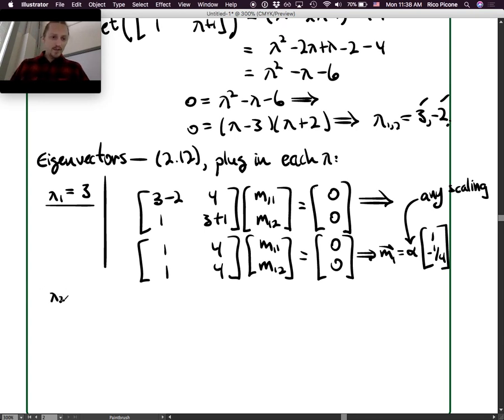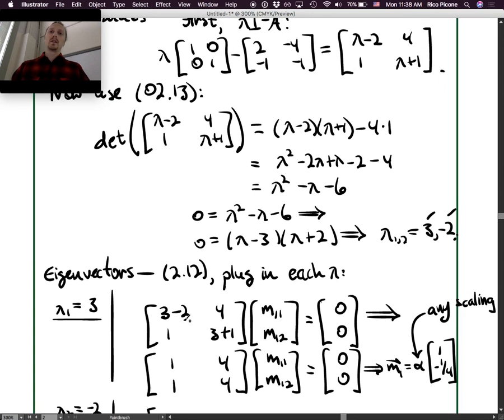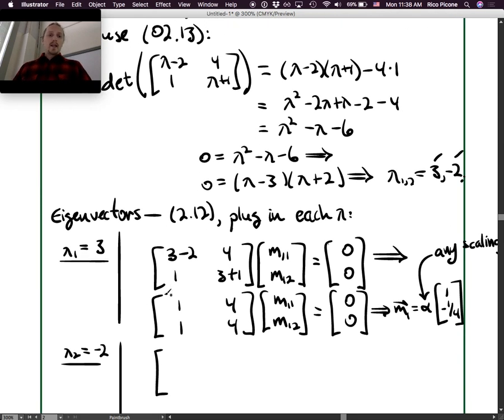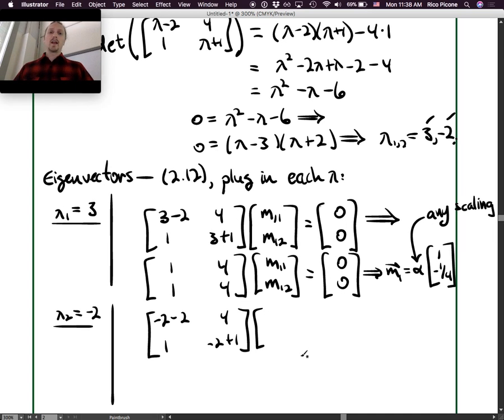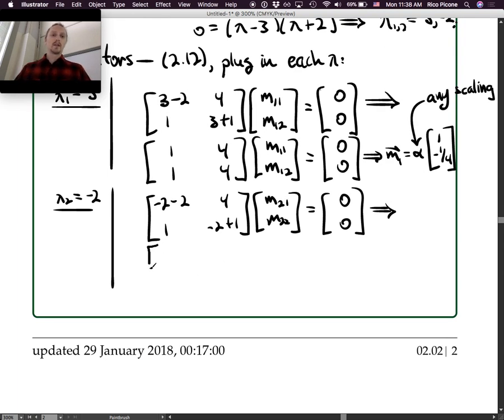Okay, so lambda 2 equals negative 2. And we once again use good old lambda I minus A expression that we came up with back here. So we have negative 2 minus 2, 4, 1, negative 2 plus 1. And then this is M2, right? So M21, M22 equals 0, 0. So let's go ahead and once again rewrite this. So negative 4, 4, 1, negative 1.